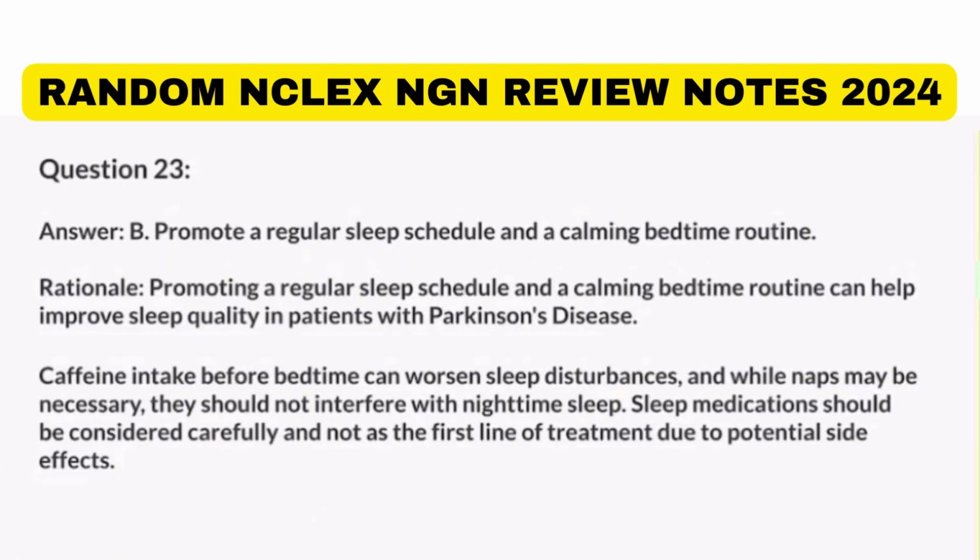Answer: B. Promote a regular sleep schedule and a calming bedtime routine. Rationale: promoting a regular sleep schedule and a calming routine can improve sleep quality in patients with Parkinson's disease. Caffeine intake before bedtime can worsen sleep disturbances, and while naps may be necessary, they should not interfere with nighttime sleep. Sleep medications should be considered carefully and not as the first line of treatment due to potential side effects.